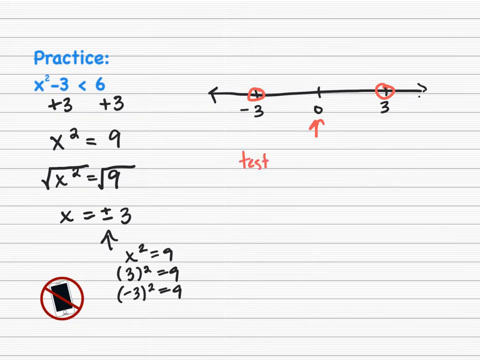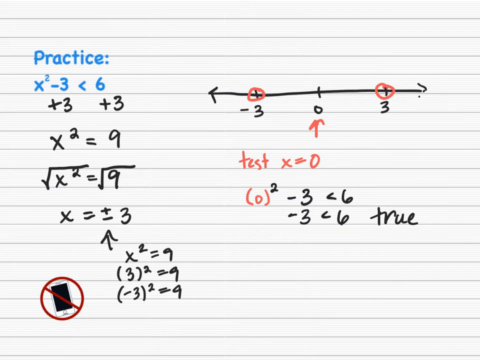You don't need to write this "test x equals 0" or whatever, but it can be helpful for a lot of people. So instead of x squared, I'm going to write 0 squared minus 3 is less than 6. So 0 squared is just 0, so all I'm left with on this side is -3 is less than 6. That one happens to be true. It is true that -3 is less than 6.